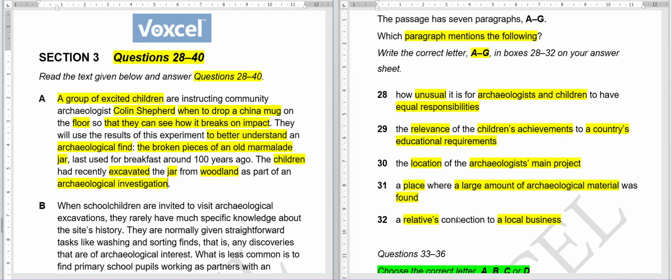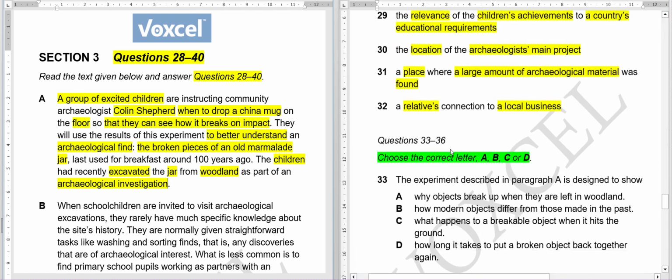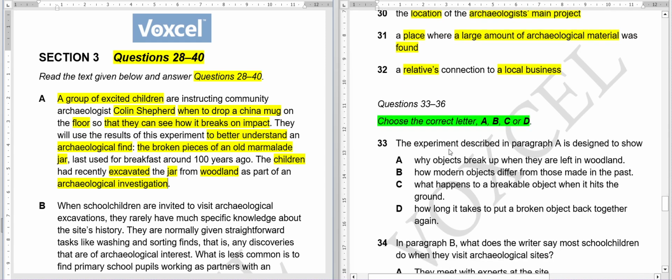Okay. Relatives connection to a local, there is no mention of relative either. So we don't have any answer from 28 to 32 here. Let's see the MCQs in the experiment described in paragraph A.